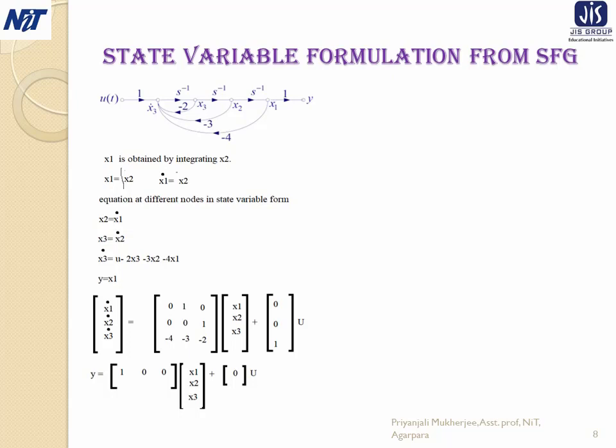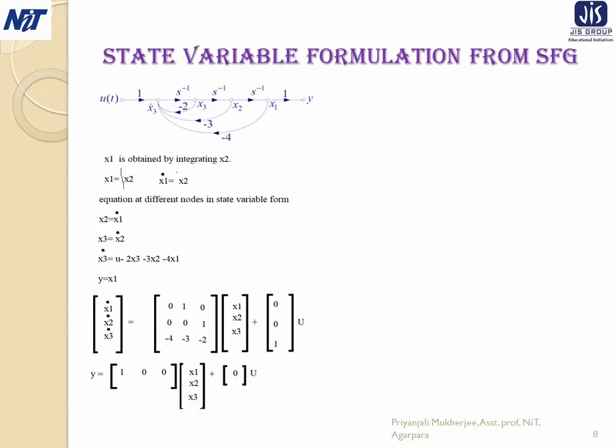That means x1 dot can be written as 0 into x1 plus 1 into x2 plus 0 into x3 plus 0 into u. In the same way, we can write that x2 dot, that is equal to x3, can be written as 0 into x1 plus 0 into x2 plus 1 into x3 plus 0 into u. And for x3 dot, the coefficient of x1 is -4, for x2 it is -3, and for x3 it is -2. So -4, -3, -2, and for u the coefficient is 1. So that's why the B matrix is 0, 0 and 1.